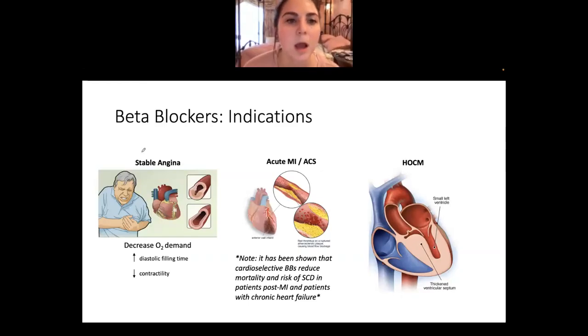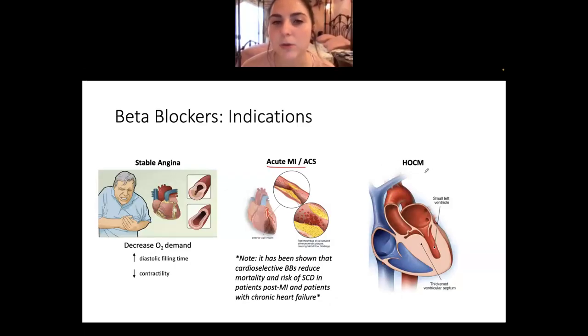Okay. And then, like I mentioned, besides an arrhythmia, what can you also give beta blockers for? Stable angina is like the number one, but do not give the partial agonist. So no pindolol, no acebutolol. And hopefully that makes sense. You're decreasing oxygen demand. Over here with HOCM, we'll talk about that. Well, I want to talk about this one last.